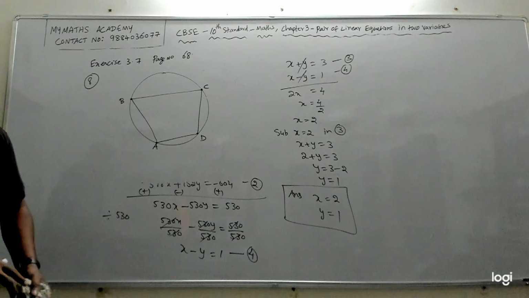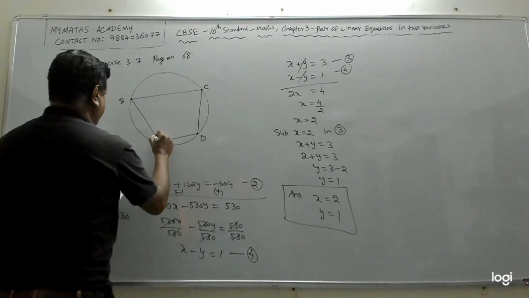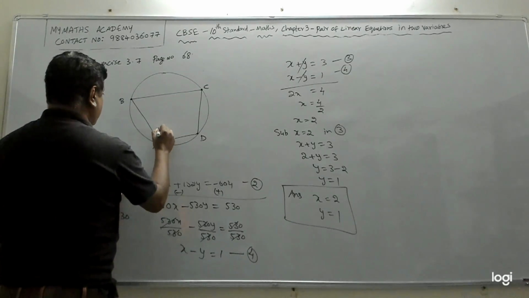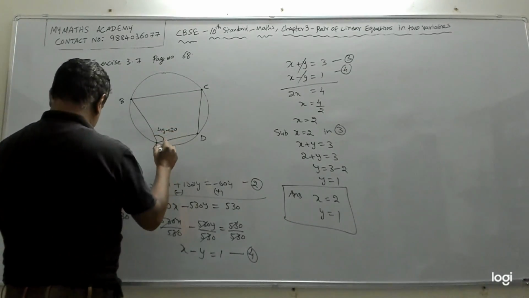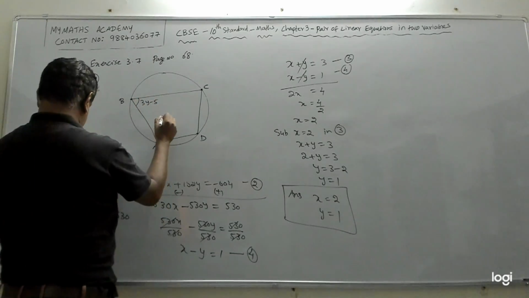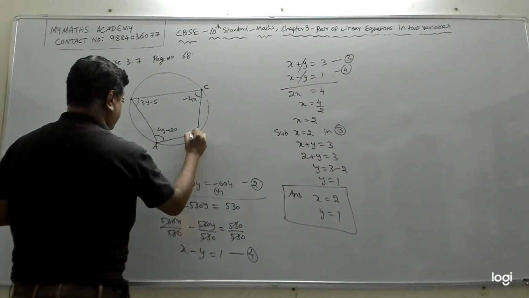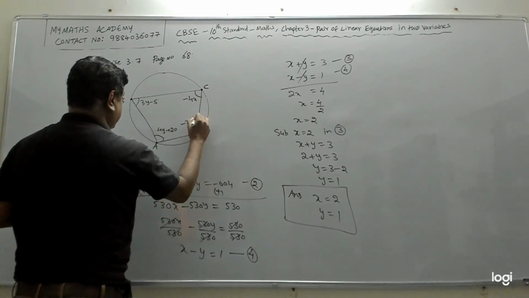And what is given? They have given the angles. A is 4y plus 20. I'm just taking the book. So this angle is given as 4y plus 20, and this is given as 3y minus 5, and this is given as minus 4x, and this is given as minus 7x plus 5.